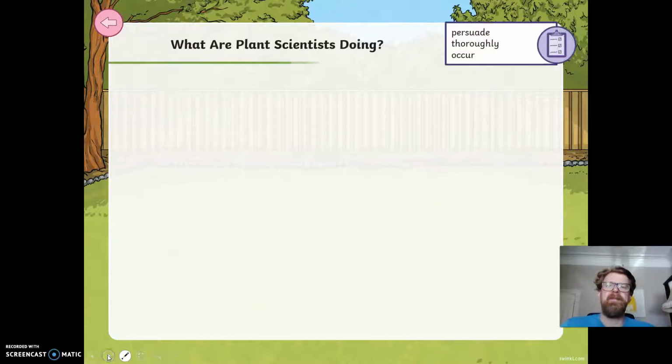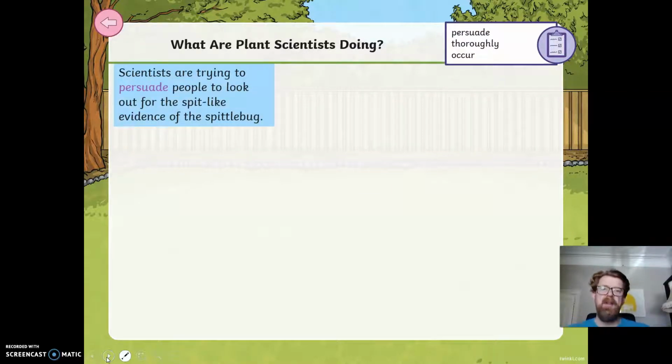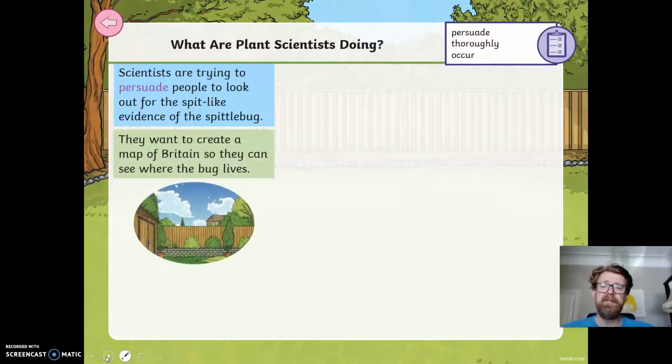Okay, moving on. So, what are the plant scientists doing? Well, the reason I'm asking you now is that this started last year and they were going to do it again this year, but surprise, surprise, something has got in the way. Because of the lockdown, they haven't been able to get the data that they need to see where the spittlebugs are. So they're asking the public to go and look for evidence of the spittlebug. So they'll have a map of Britain so they can see where the bugs live.